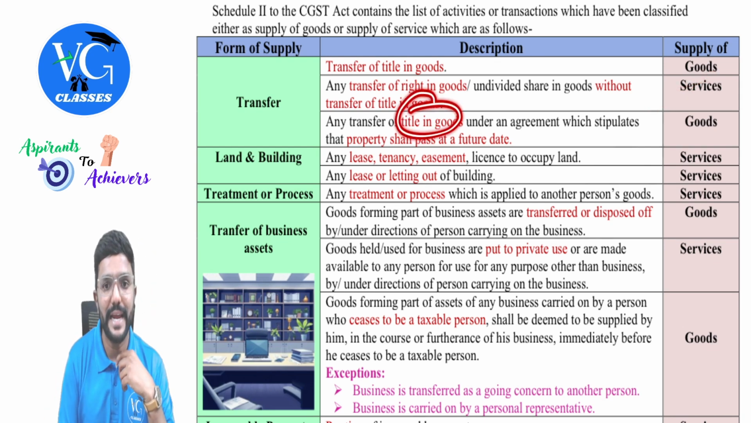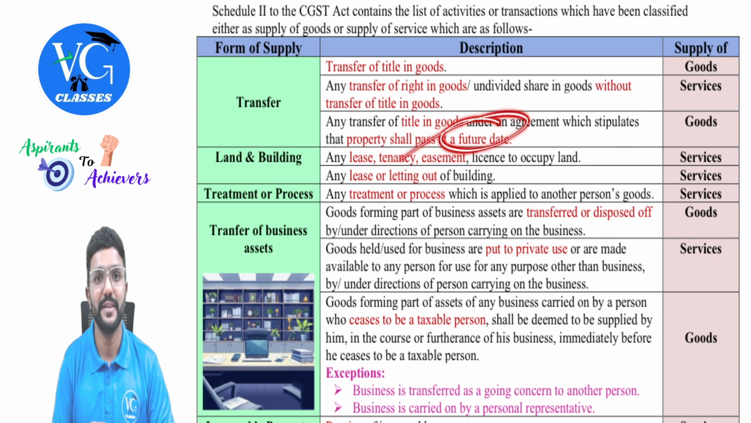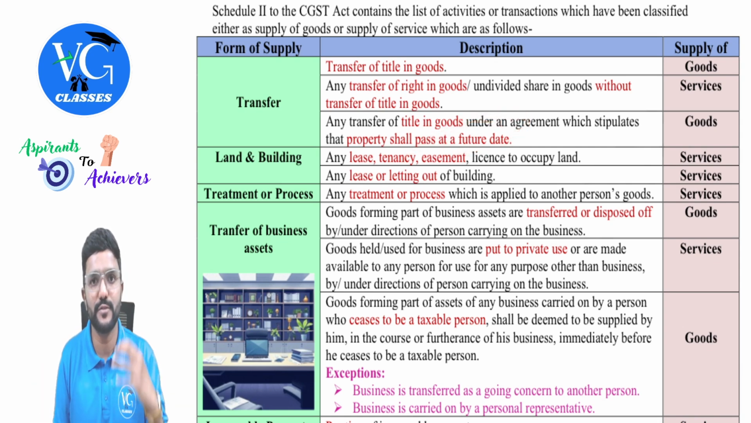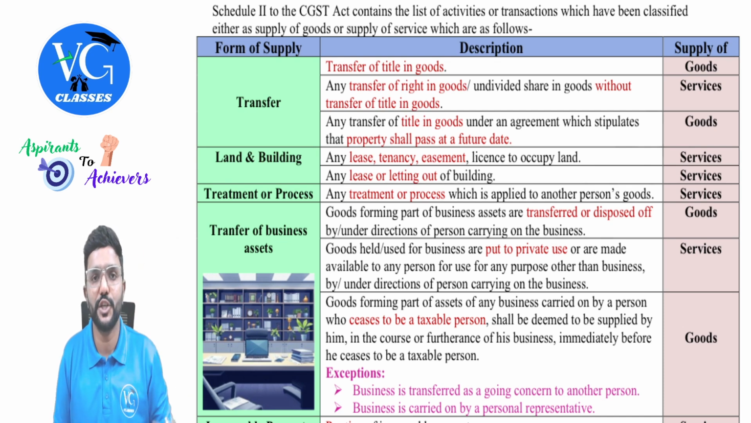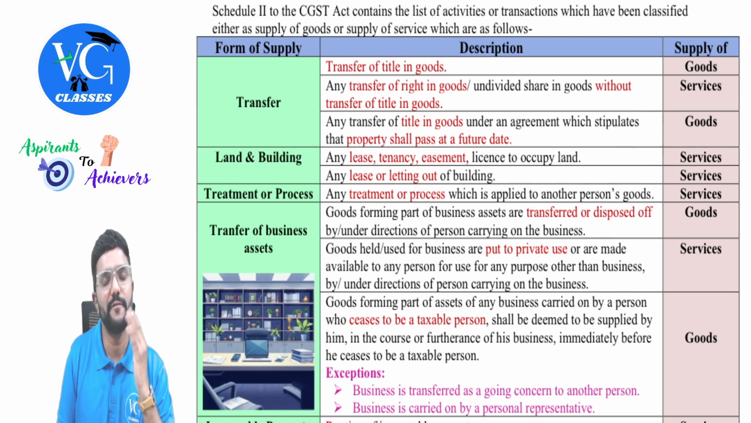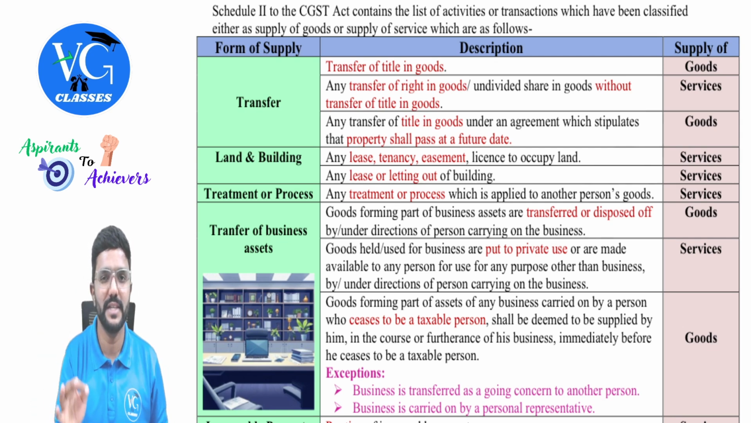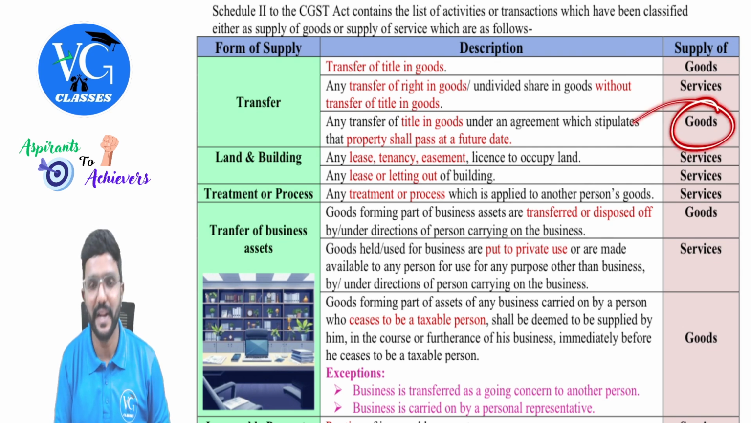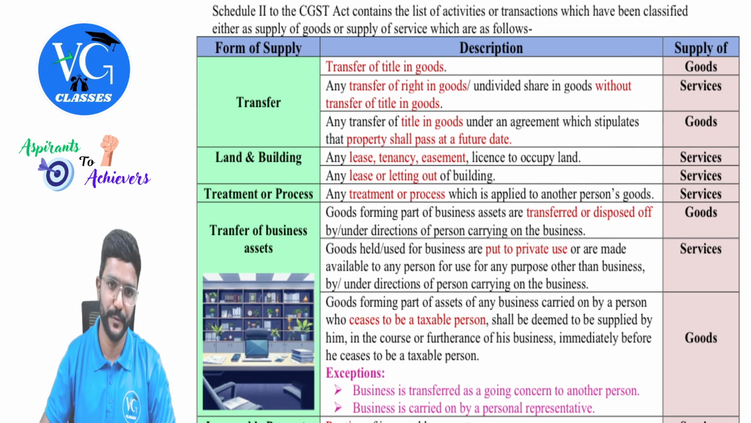Next, any transfer of title in goods under an agreement which stipulates that property shall pass at a future date. That means EMI or hire purchase. Assume I have sold a machinery to you where I have given an option for you to pay in installments. Now you paid a down payment and took possession of the machinery, and immediately started using it. Is it a transfer of title? Yes. You will get the ownership actually when you pay the last installment. But still, is it considered a supply of goods or a supply of services? Supply of goods, guys. Irrespective of whether title is transferred now or later, it is a supply of goods.